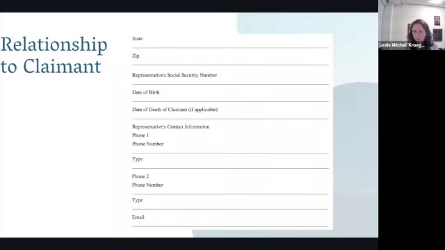Again, if you are doing this on behalf of someone else, your social security number needs to be put down, your date of birth. If you're doing it on behalf of someone who had passed, you need to put the date of death of the claimant there, and then all your contact information.